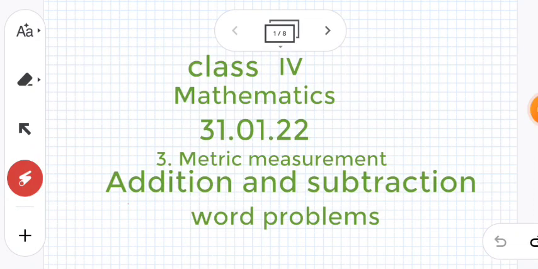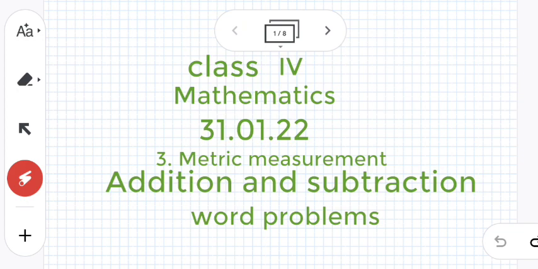Good morning, children. Today we are going to see the addition and subtraction in weight and the word problems in weight. And the measurement of weight, measurement of capacity, measurement of length. The calculation part is the same. Only the word you use, the letter is different. There is kilogram, kilometer, and kiloliter. That's all the difference. But all the other calculation part is the same.